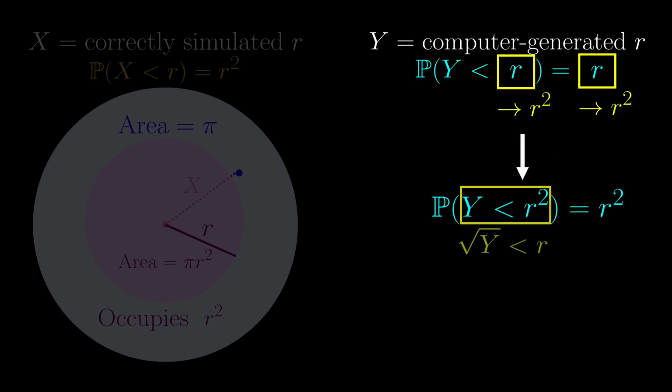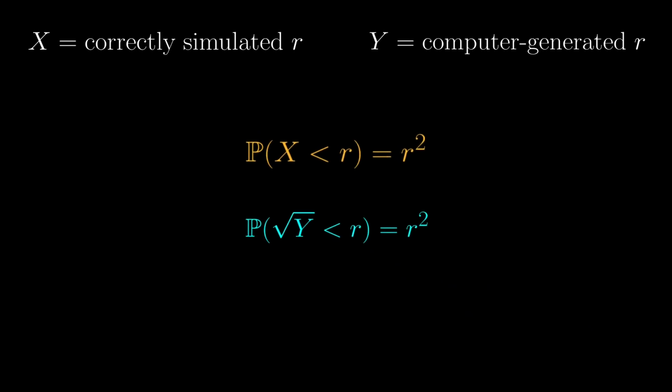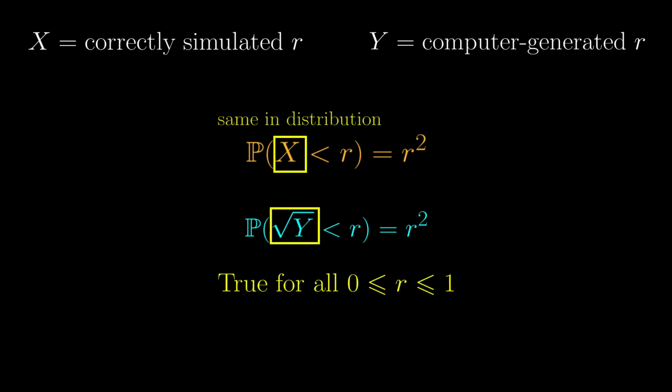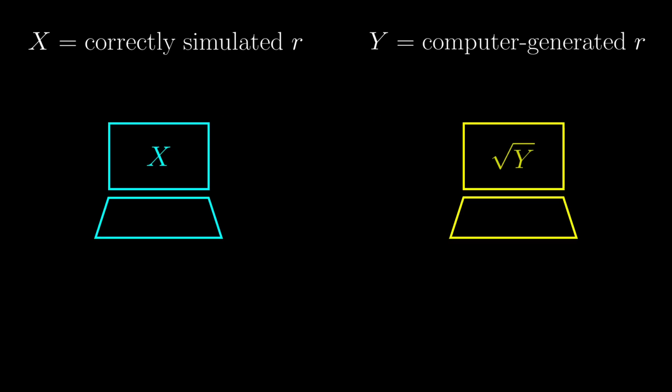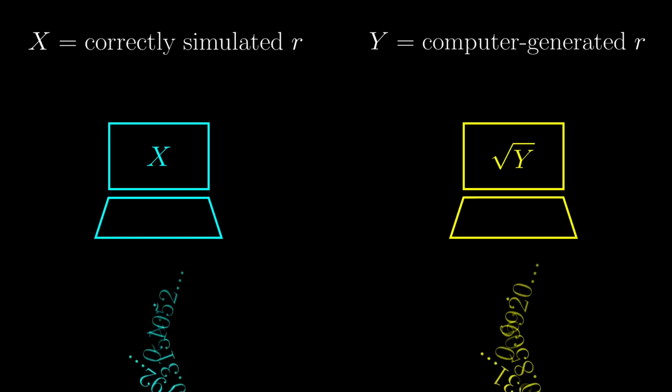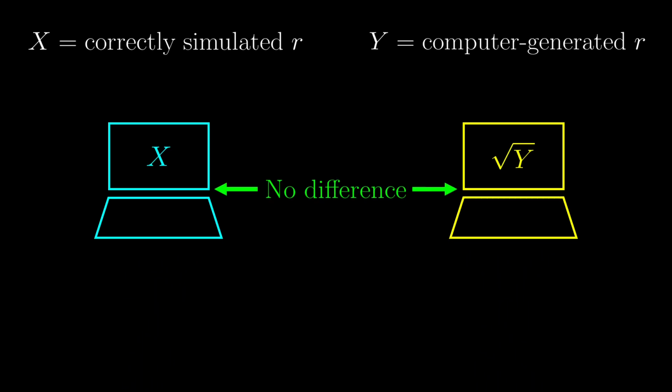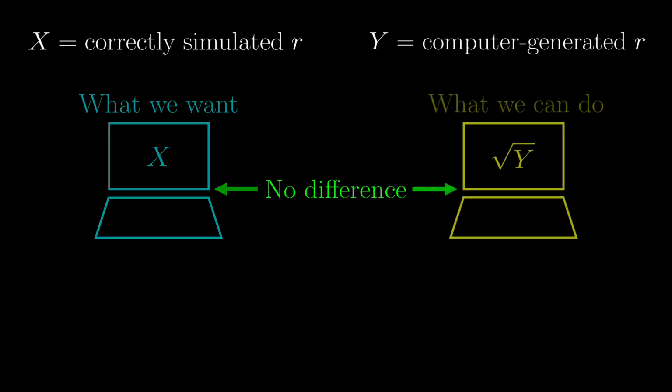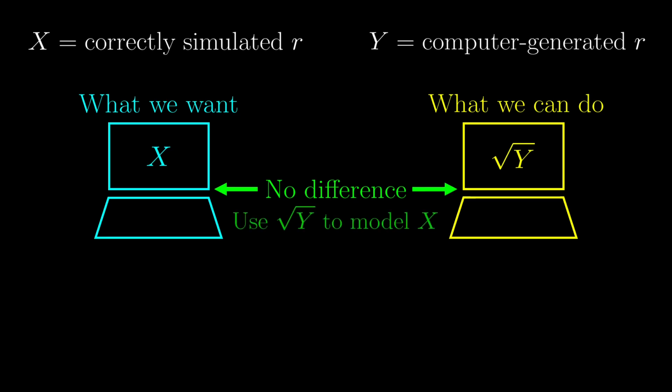However, saying that y is less than r squared is the same as saying square root of y is less than r because everything here is non-negative. Comparing these two statements, since they are true for all values of r, x and square root of y have exactly the same distribution. Intuitively speaking, if I have two computers generating x and square root of y respectively, nothing can tell the difference. X is what we want, while square root of y is what we can do. But since there isn't any difference, we can use square root of y to model x. In other words, we use the normal computer-generated value, then square root it.